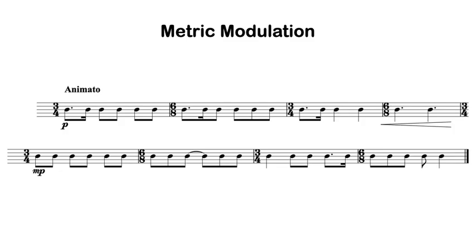In this case, we're going to start in one meter, and we're going to use some sort of set relationship to arrive in another meter. So let's see how this works. What you see before you is a piece of music in which we have music going along in one meter, in this case 3/4 time, and then it shifts to another meter, 6/8 time. But there's no instruction telling me how to make that shift from the 3/4 to the 6/8. And this is where metric modulation comes into play.